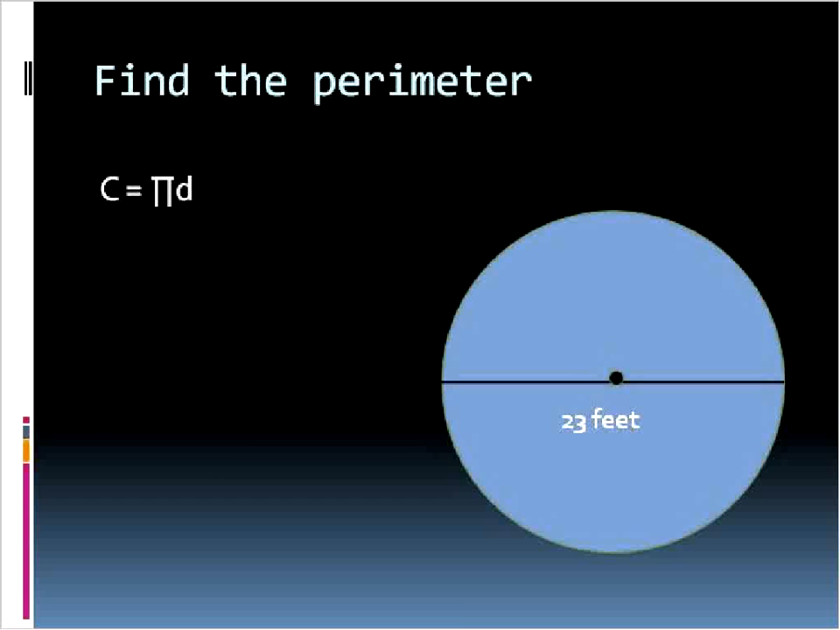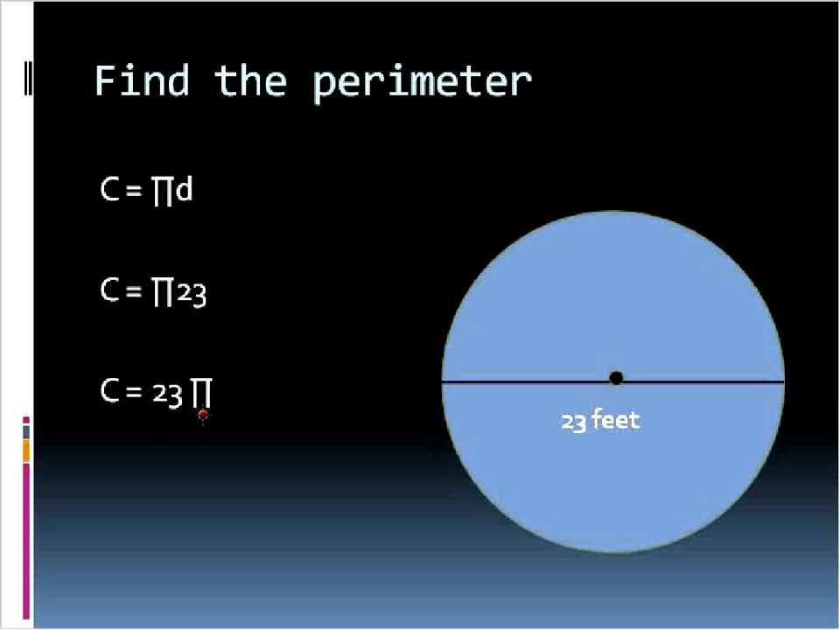So first off, quick review. If we want to find the perimeter of this circle, that's saying we need to find the circumference. They're the same thing. So the circumference formula is pi times d, or pi times the diameter. In this case, we're given the diameter as 23 feet. So pi times 23 can also be written as 23 pi, because we usually like to put our number before our variable in this case.